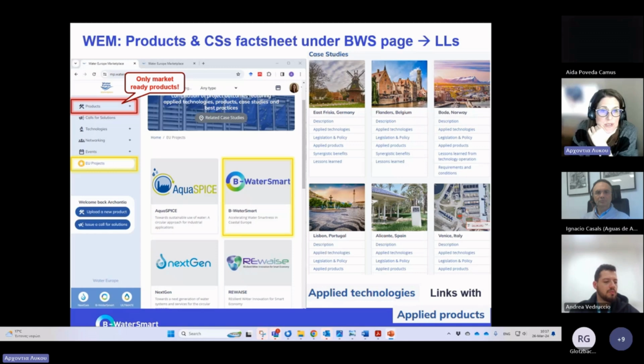Now, with regard to the projects, perhaps for somebody who is already familiar with the marketplace: originally, all the tools of B-WaterSmart, because we had already provided this information, were placed in the products, but there has been a change from Water Europe. They decided to have in the most prominent position the tools that are more market ready. And since most of our tools are research oriented, they have been relocated within the marketplace. So for somebody to access them, they need to go to the EU projects, find B-WaterSmart, and under each case, somebody may find the technologies that are applied and their products.